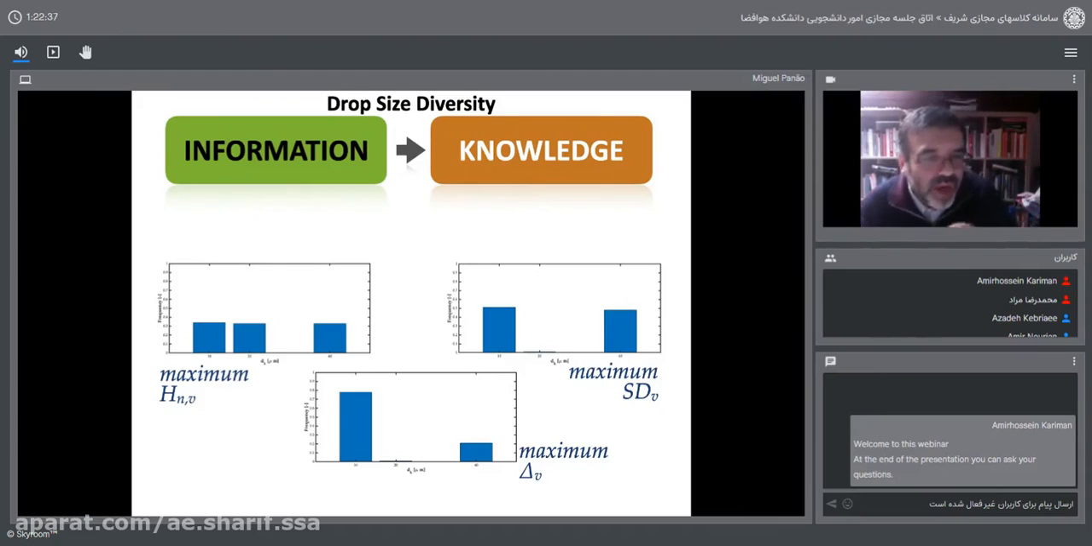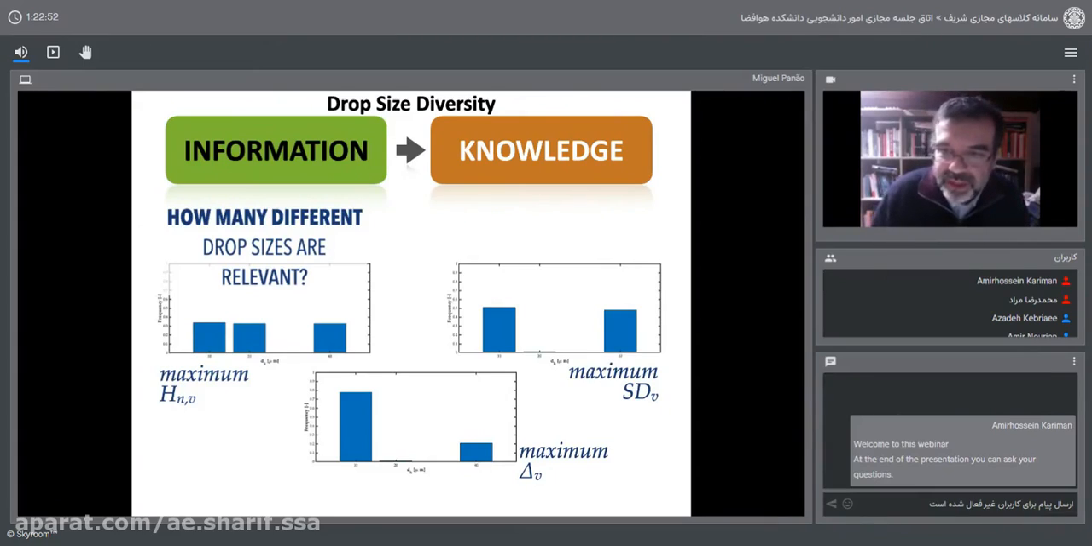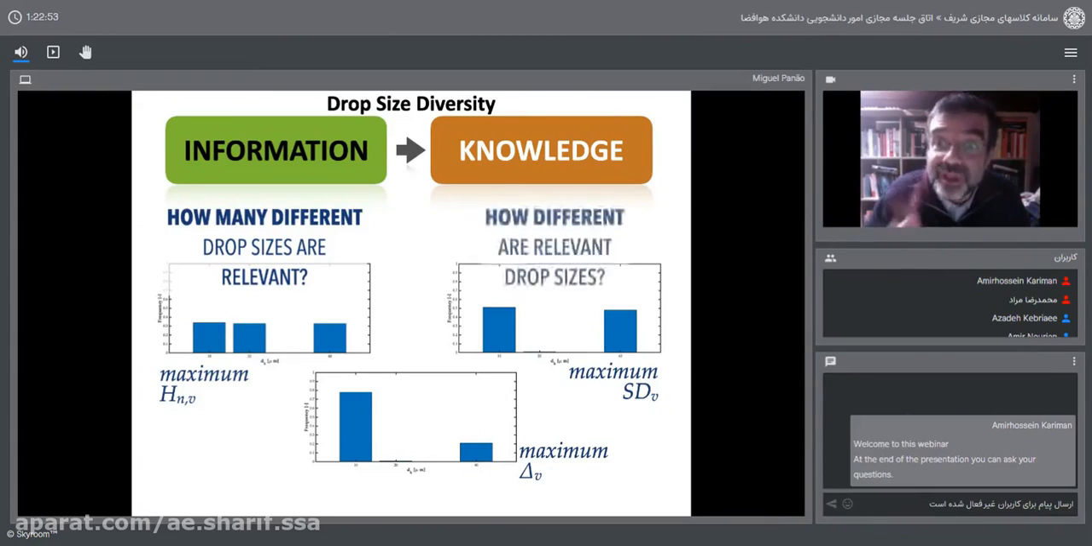So what is the question the maximum normalized Shannon entropy is answering? How many different drop sizes are relevant in my spray? And what is the question for the volume-weighted standard deviation? How different are the relevant drop sizes in my spray? These are two different questions.